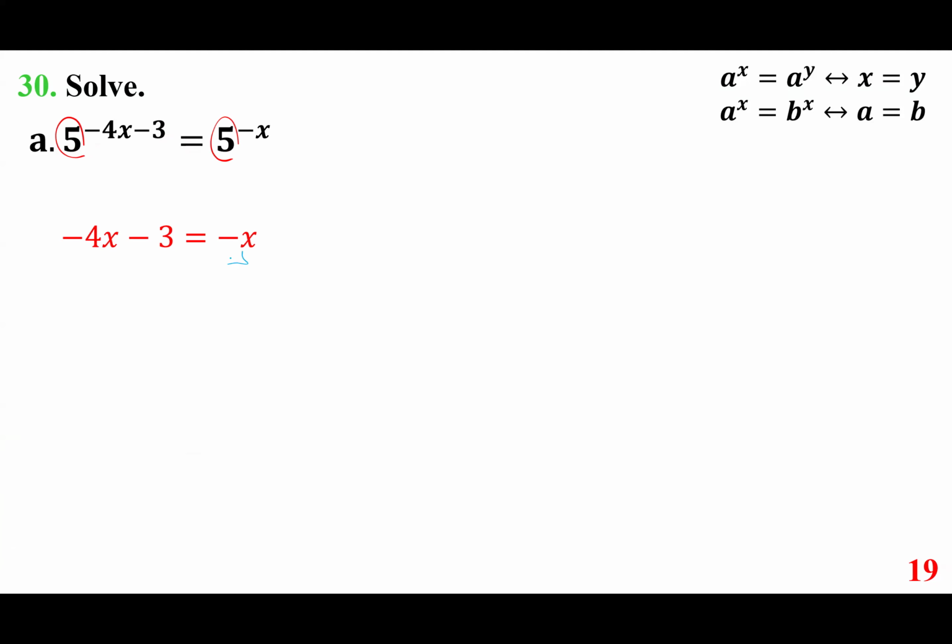I can move this one this way. I get plus x, move this one, and divide both sides by -3. X becomes -1. As always, you can put it back into the original equation to check your answer.